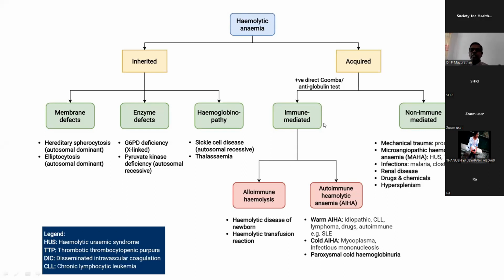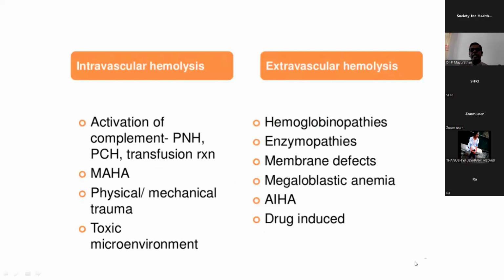Immune-mediated hemolytic anemias again can be divided into alloimmune-mediated hemolysis and autoimmune-mediated hemolysis. Autoimmune-mediated hemolysis could be divided into 3: warm, cold, and paroxysmal cold hemoglobinuria. You may come across patients like this. These are not very rare conditions. At least in the medical wards, we come across this kind of patient maybe 1 or 2 every month. So this is the basic classification of hemolytic anemia. Then the hemolytic anemia could be intravascular and extravascular hemolysis, and these are the examples.